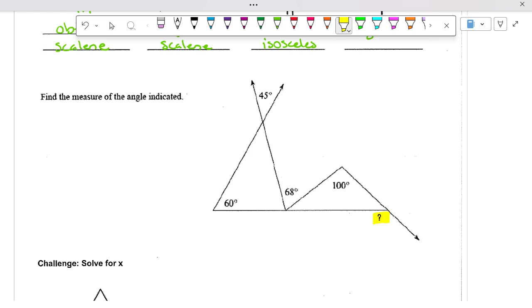So, straight line. All 3 of these. I'll read those angles. Don't worry. That's just coming. Give you guys about 2 more minutes.